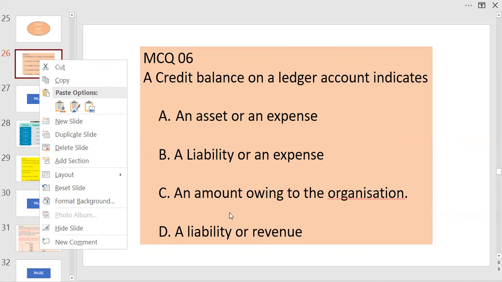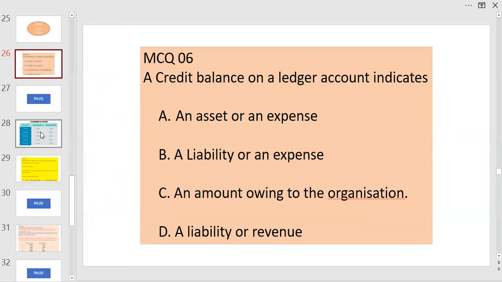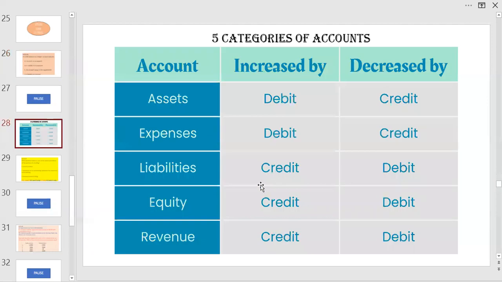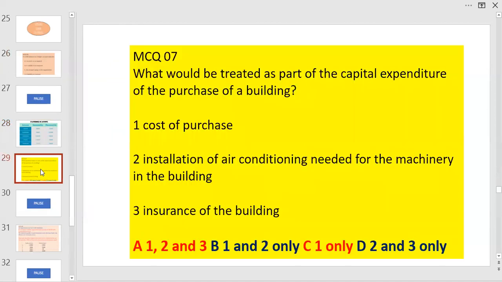The last one, a liability or revenue. Liability, as you see here, a credit balance. Revenue, as you see here, credit balance. So this should be the answer. I will go to the next question.